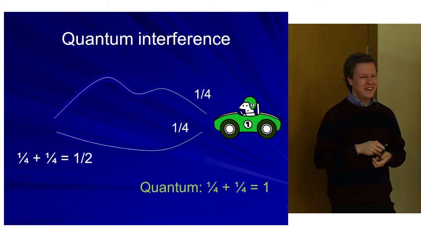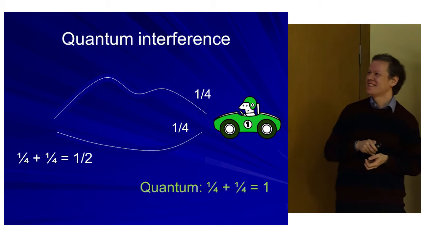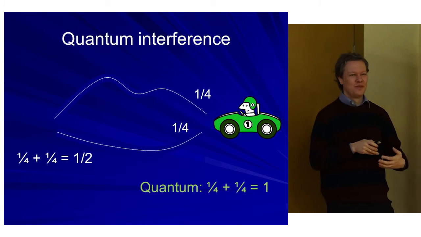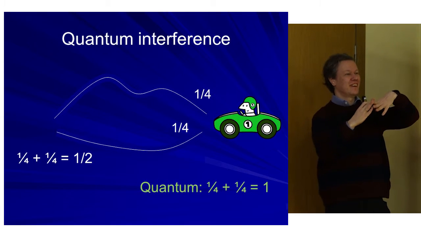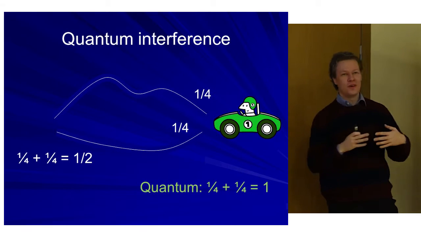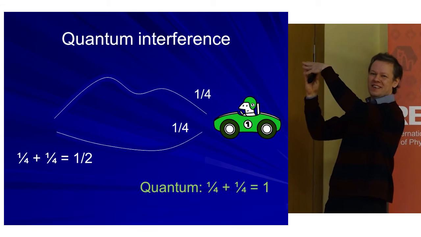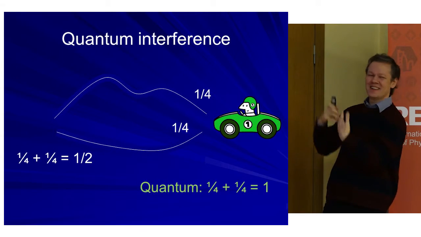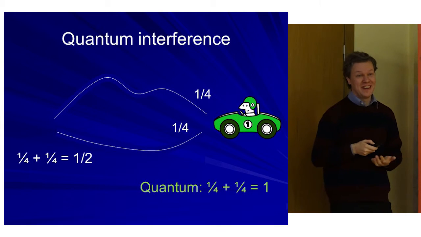So the answer to this is quantum interference. This is my popular lecture slide. So let's say that we have two paths how we could get to a destination. And in a classical world, if on each of these paths we get to a destination with probability 1/4, then 1/4 plus 1/4 adds up to 1/2.